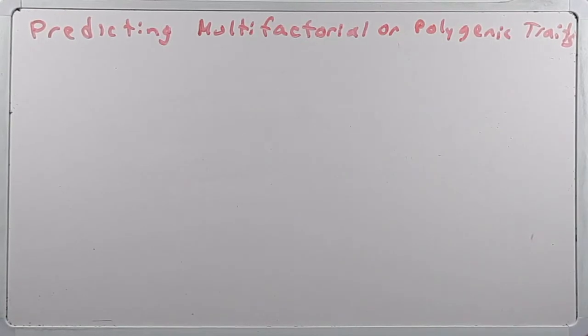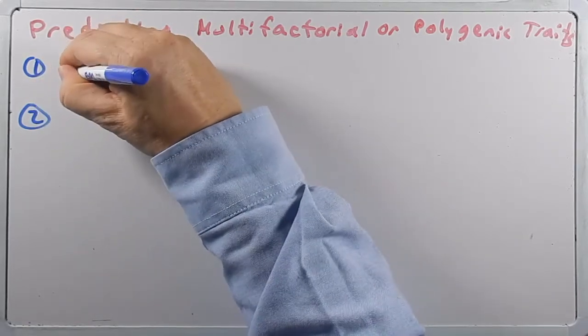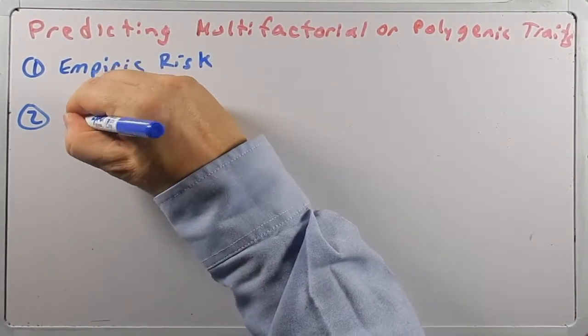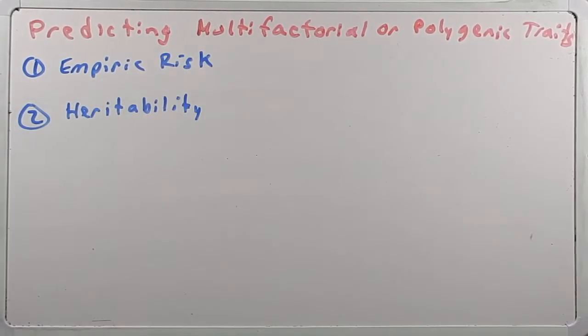So let's consider now how we are going to predict multifactorial or polygenic traits. And we're just going to touch the surface of this. You could take whole semesters, probably whole programs, on just learning how to make these kinds of predictions. And anyone who might be interested in a career in something like genetic counseling, this is what you would spend a lot of your time doing. I want to talk about two general numbers that geneticists will use to make these kinds of predictions. The first is empiric risk, and the second is heritability. I'm going to start with empiric risk and then I'll come back to heritability.